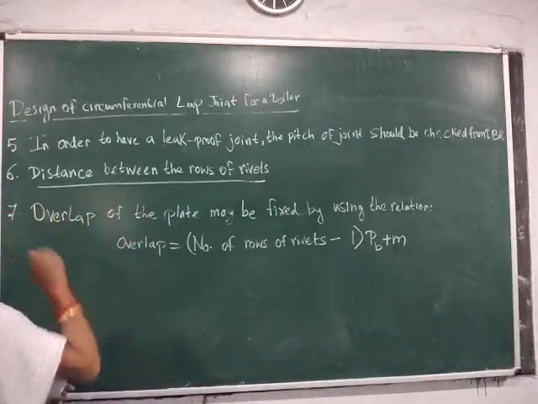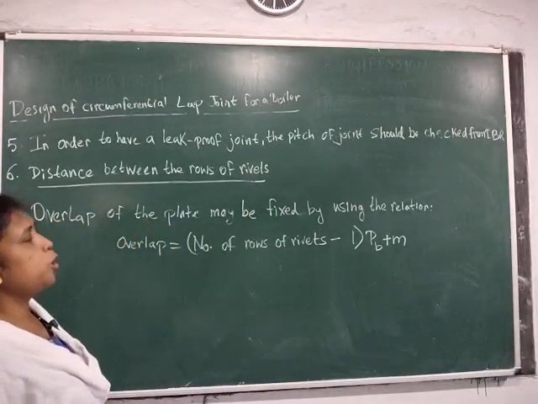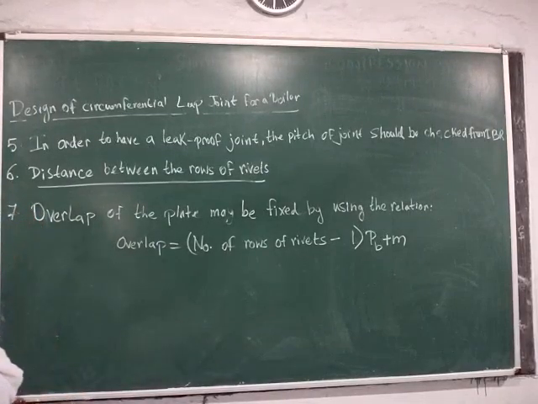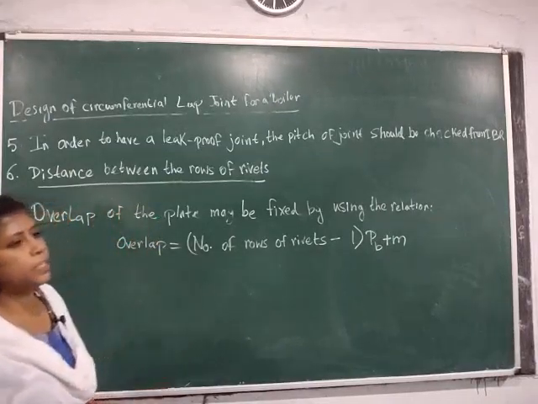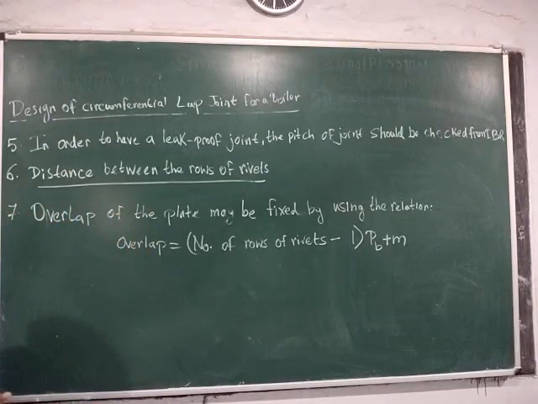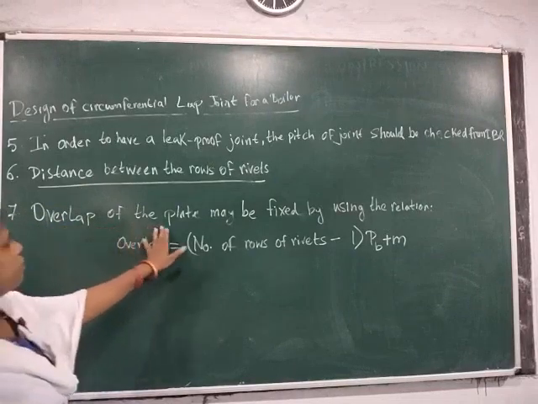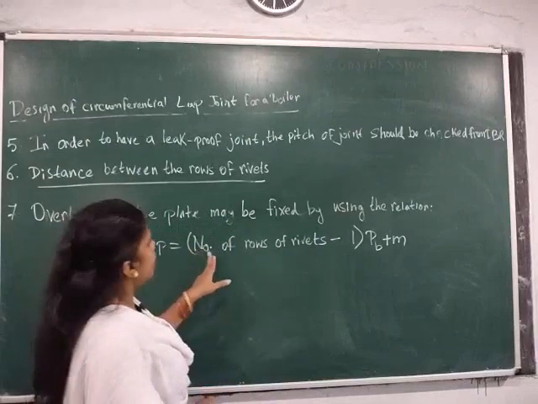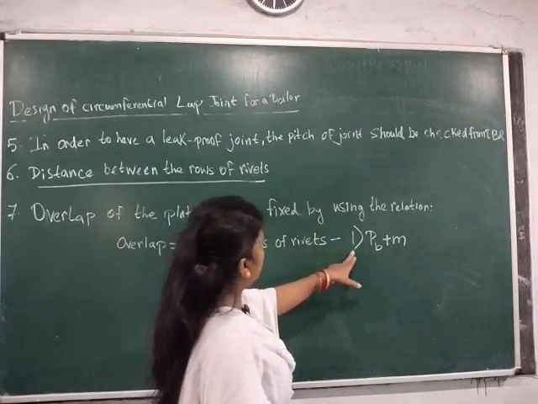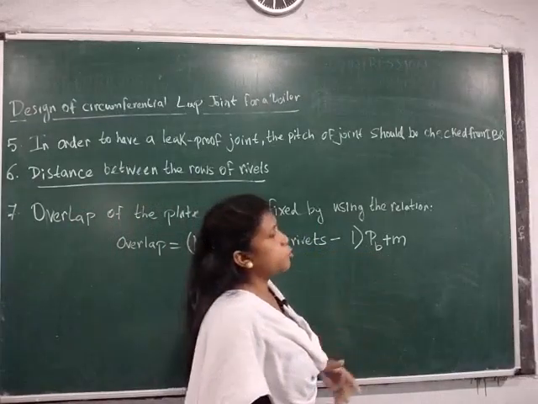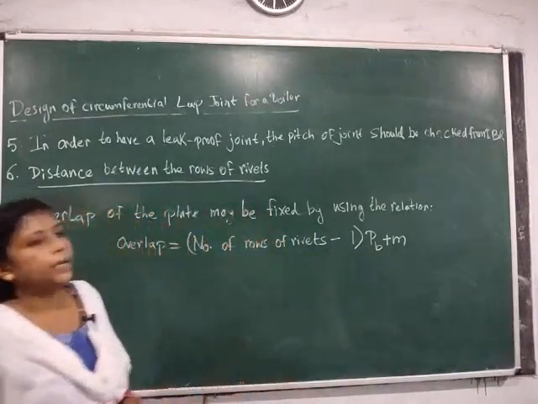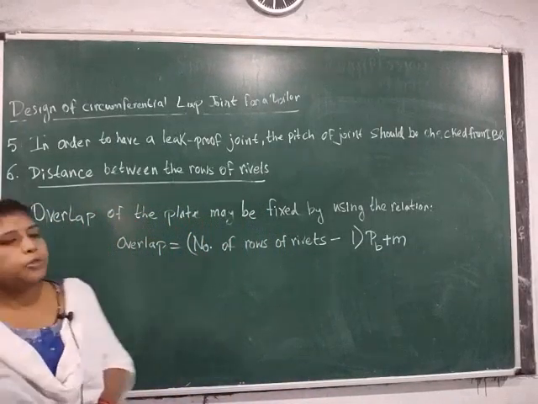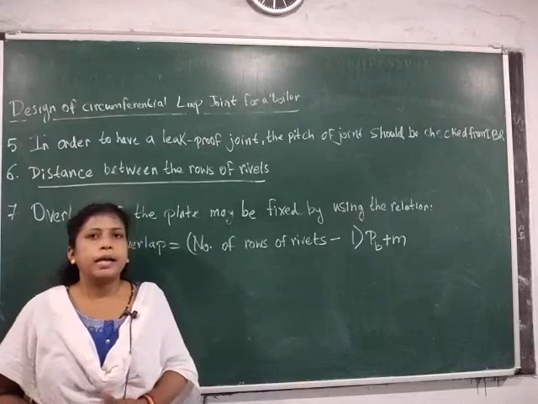Next is point number 5. In order to have a leak proof joint, the pitch of the joint should be checked according to IBR. Next, the distance between the rows of rivet is the same as for the butt joint, and the overlap of the plate may be fixed using the relation overlap is equal to (number of rows of rivet minus 1) into Pb plus M. Here Pb is the back pitch and M is the margin. This is all about the circumferential lap joint of a boiler or a pressure vessel.